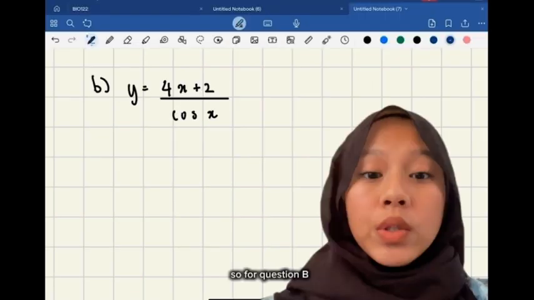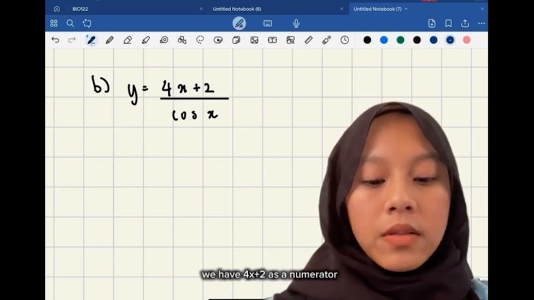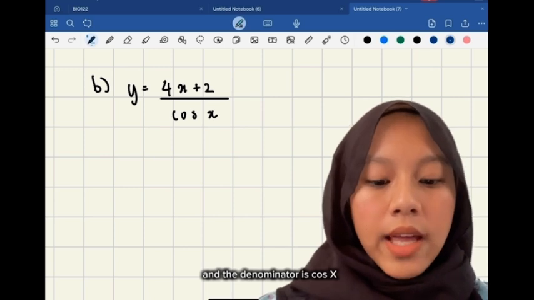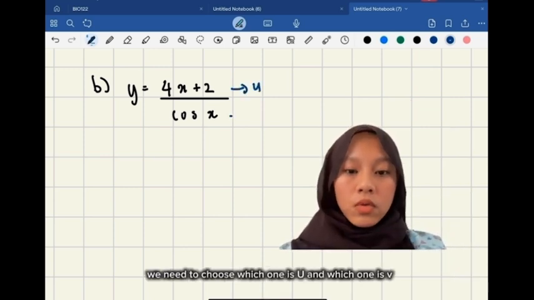x plus 2. So for question B, we have 4x plus 2 as the numerator and the denominator is cos x. We go back to the first part: we need to choose which one is u and which one is v.